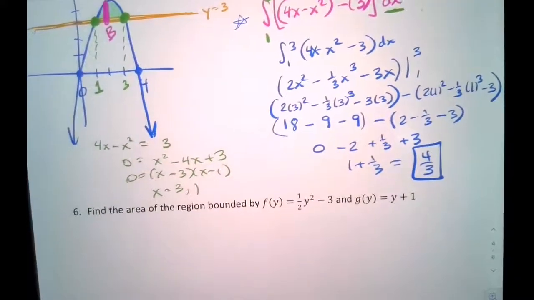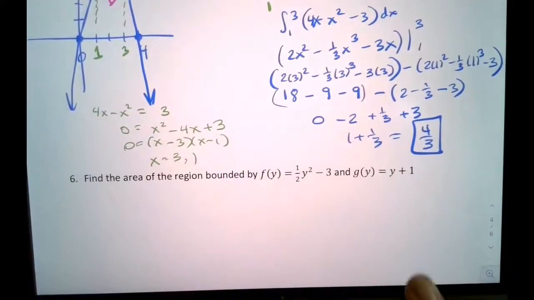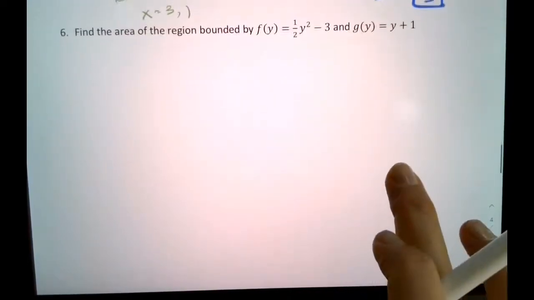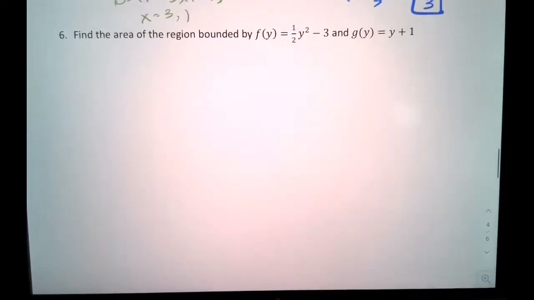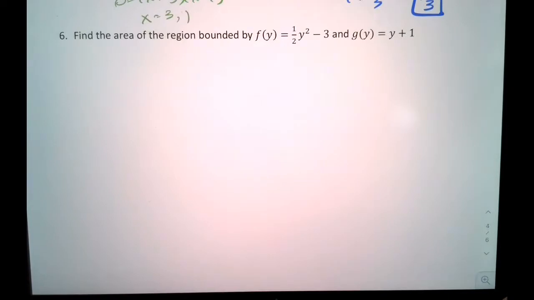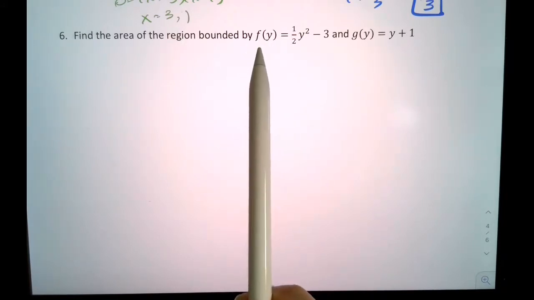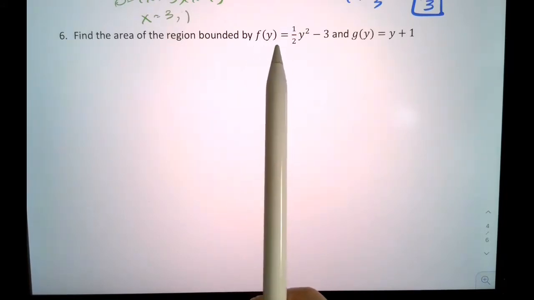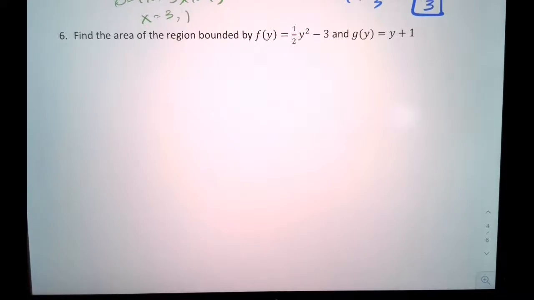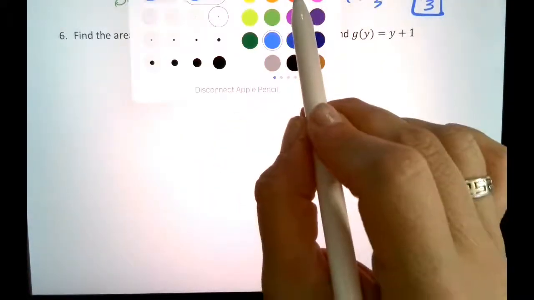All right, and let's take a look at this next example here, which is super uncomfortable because you haven't really had a lot of experience graphing x as a function of y. This is a function of y. So the same way that you can replace f of x with y equals, I can replace f of y with x equals. I'm going to do that.